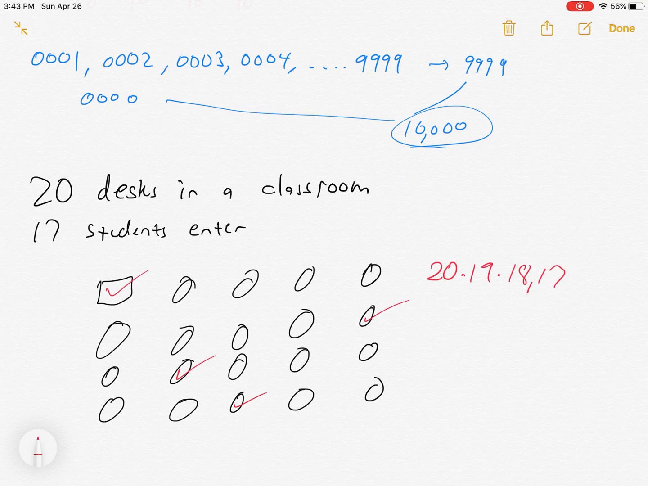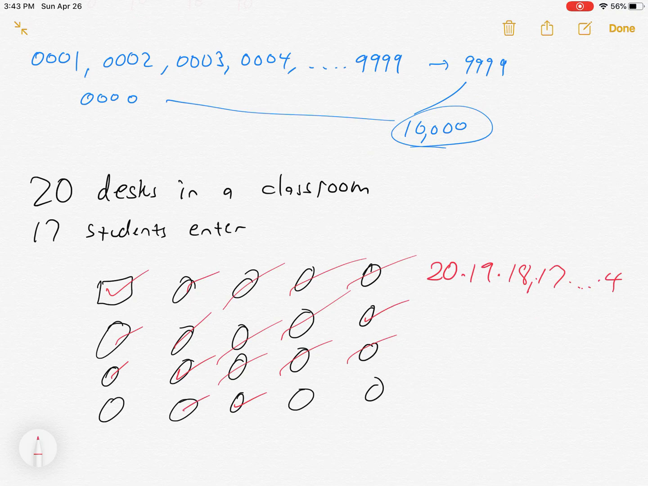Student 3 comes in, 18 options. Student 4 comes in, 17 options. And the options dwindle, right? So for the very last student, if there's 17, and they all were sitting, how many desks are available? 3, right? If all 17. So when the 17th came in, there must have been 4 available.